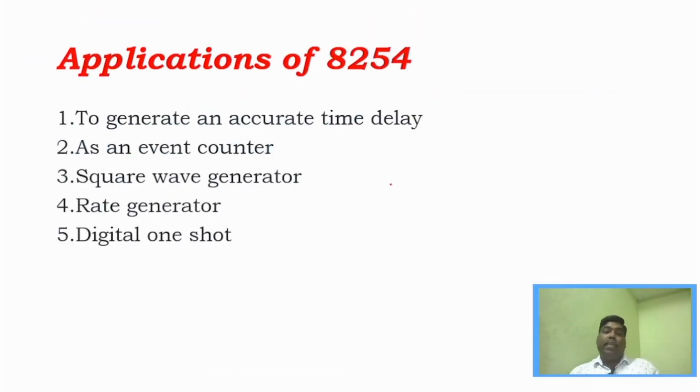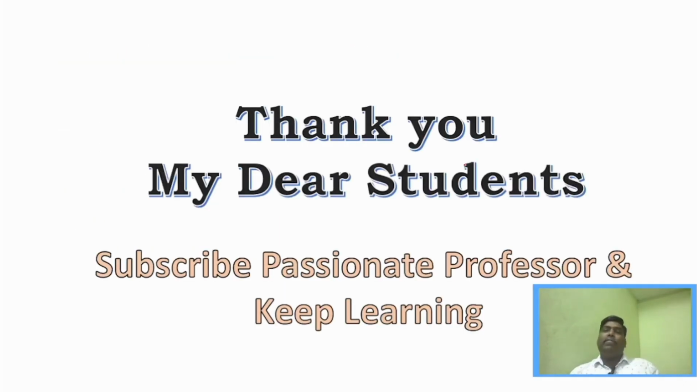When it comes to application, as I said, the main use is to create an infinite delay, and it can be used as an event counter. Depending upon the different modes, it can also work as a square wave generator, rate generator, and digital one shot, right? So today we have seen the functional block diagram of 8254, what is the importance of 8254, what is the application of it, and how it works. That is what we have seen in this video. I believe this video will be very useful for you. Thank you, my dear students.